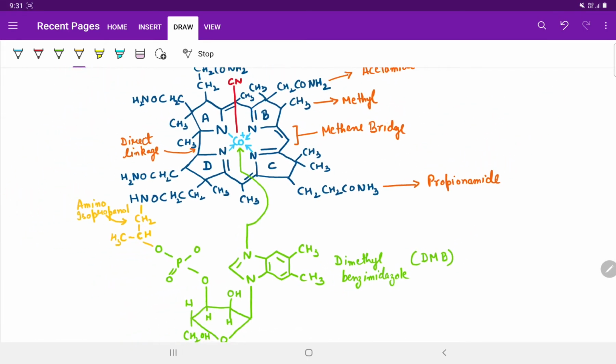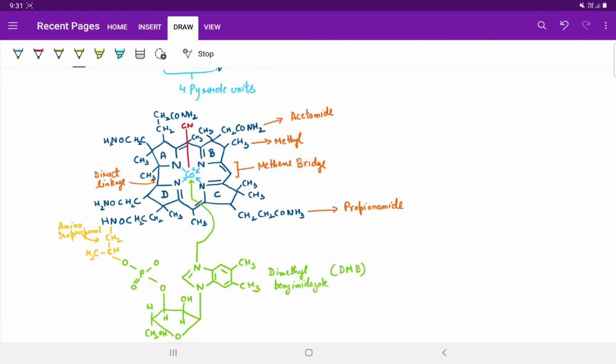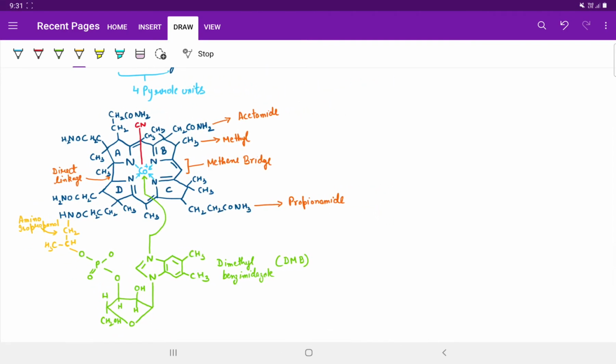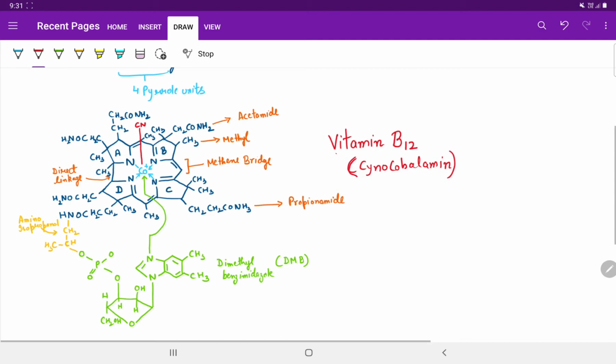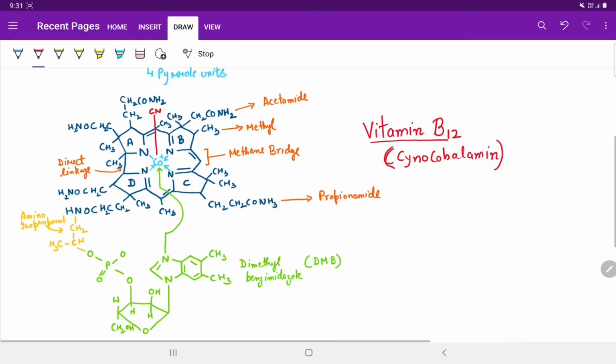So this is the complete structure for cyanocobalamin. So students, this is the structure of vitamin B12 or cyanocobalamin. So you can see the complexity of the structure here, how complex is the structure of cyanocobalamin. Just see how pyrrole ring structures are attached to each other.